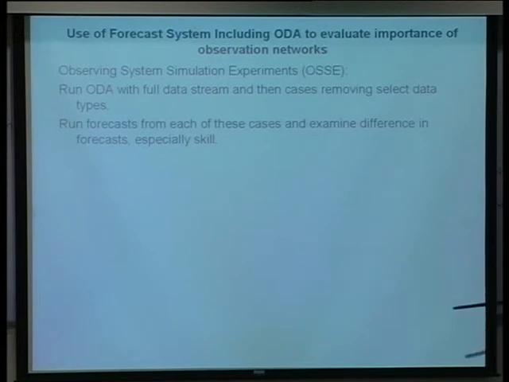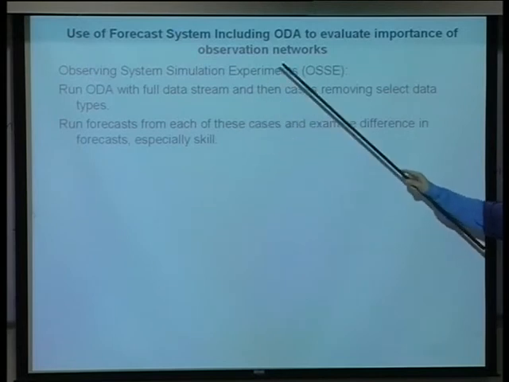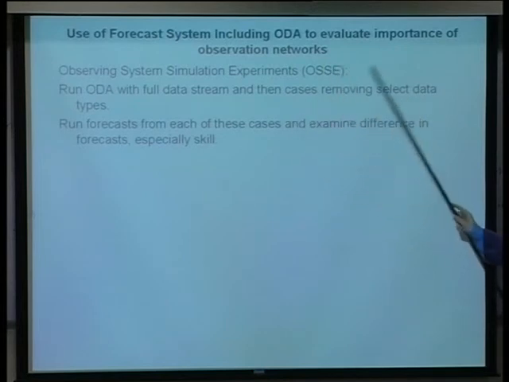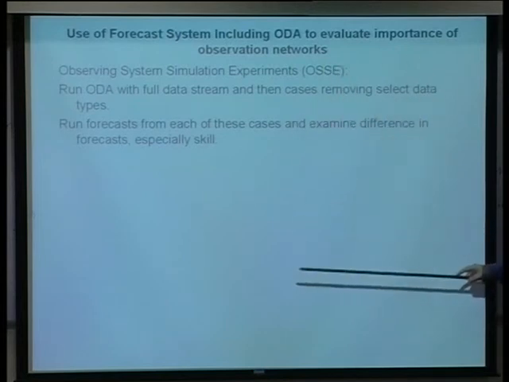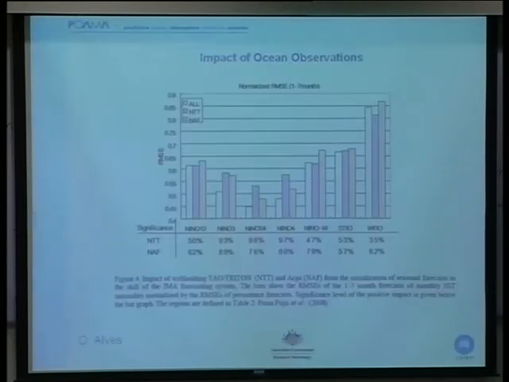And so what you can do is run a set of experiments which measures the value of the observing system. So you run the ODA with the full data stream and then run a set of forecasts from it. And then you remove various parts of the observing network, run the full ODA again, and then again run the forecast system. And then the difference between these two is a metric of the value of the different data streams. So here's an example of that, and various groups have done this.